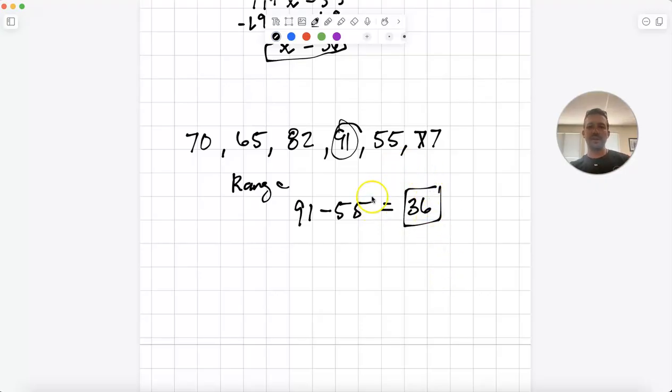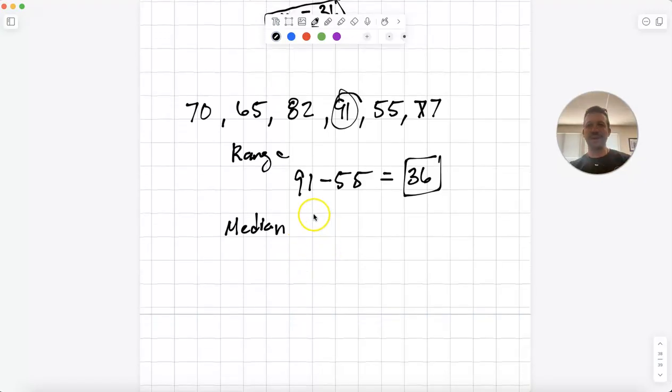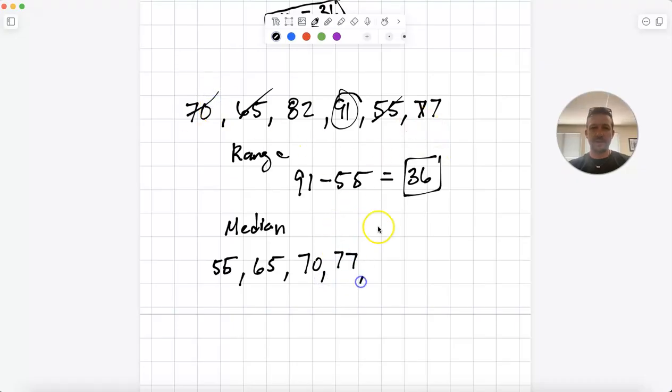Now the median, you would write them out in order, right? There's one way I can think of that you could make medians a little difficult, but it's really not that difficult. First off, with medians, you have to write them in order. So 55, then 65, then 70, then 77, then 82, and 91. Okay, so I got them all.